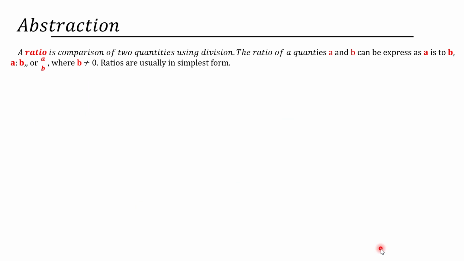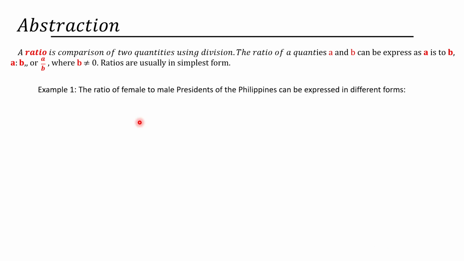So, another example. Let's say for example, we are asked to find the ratio of female to male president of the Philippines. Okay? So, ano yung ratio and ano yung mga forms na pwede natin yung pagkasulat nila. So, we all know, we have 2 female presidents and we have 15 male presidents noon sa Pilipinas. Currently, we have President Bongbong Marcos as our president. Yung dalawang female, President Gloria Macapagal Arroyo and the late President Corazon Aquino. So, yung ratio ng female to male is 2 is to 15.